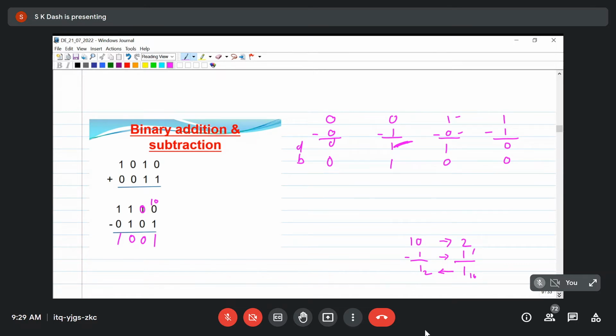Okay. Let us verify whether whatever we got is the correct result or not. What is the decimal equivalent of 1110? This is 14. 0101 is 5. 14 minus 5 is 9. What is 9's equivalent? It is 1001. Okay. Next, try to solve this example. Make this a subtraction and try to solve.